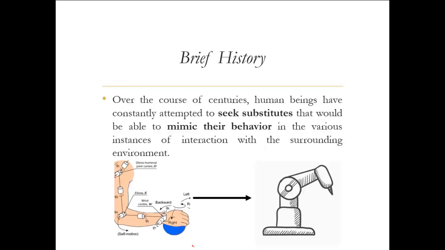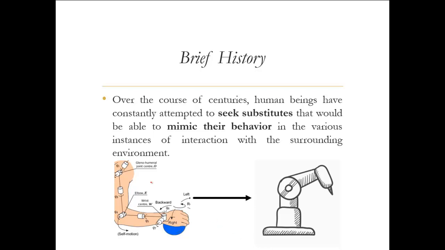Now in all these cases, the reprogrammability and the multifunctionality of a robot is very important in the definitions. Now the brief history about robotics is that human beings always attempt to seek substitutes that would be able to mimic their behavior in various instances of interaction with the surrounding environment. Be it for handling, be it for doing any repetitive tasks, any labor task, any tough task, or a task which is very hazardous, human beings have always tried to mimic their behavior by trying to develop some systems.